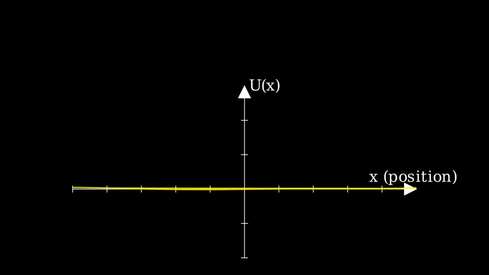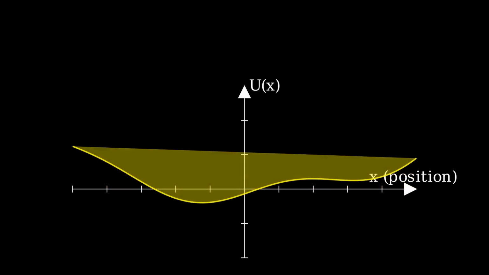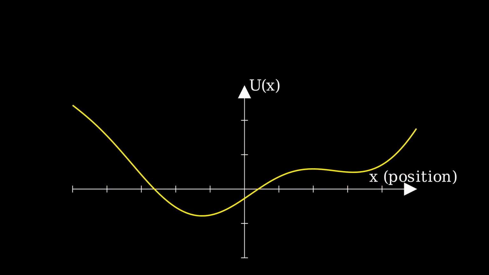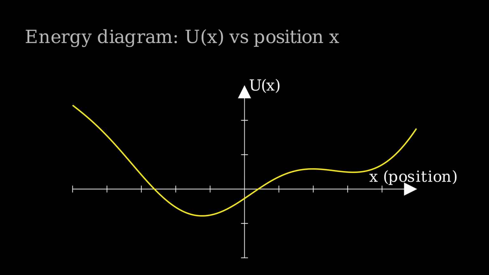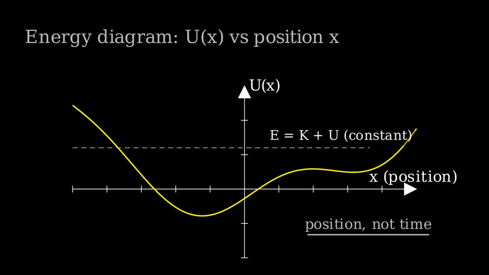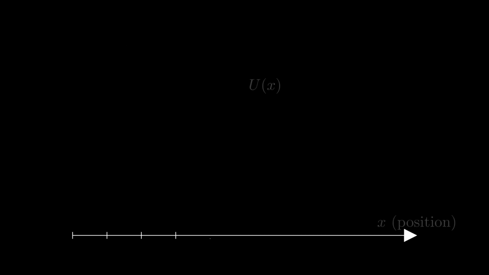First, the basics. An energy diagram plots potential energy U of X against position X. Think of a terrain of hills and valleys. The important contrast: the horizontal axis is position, not time. For conservative forces, we can choose U of X, so the total mechanical energy, or E equals K plus U, stays constant. Let's ground that with a model, a spring block.